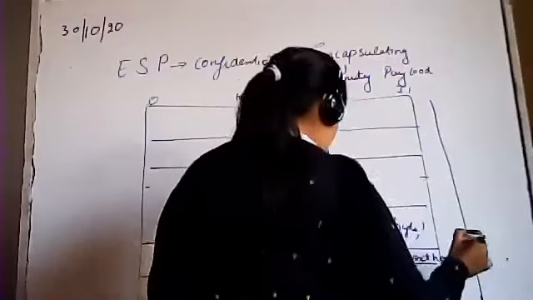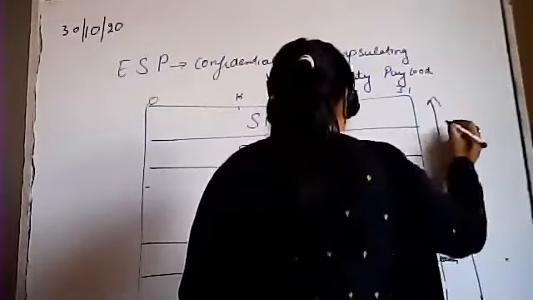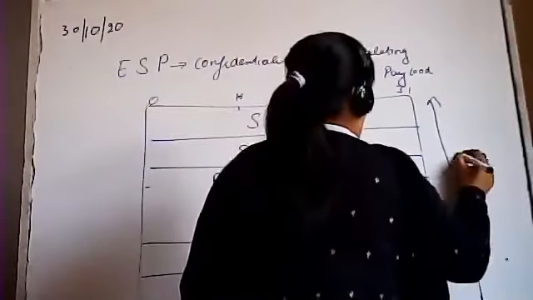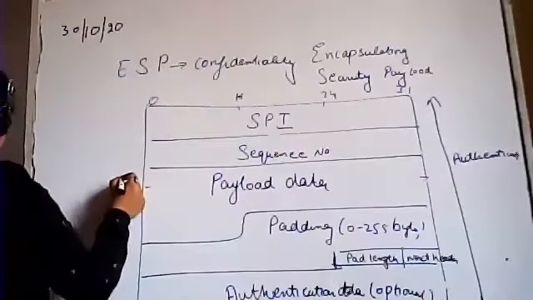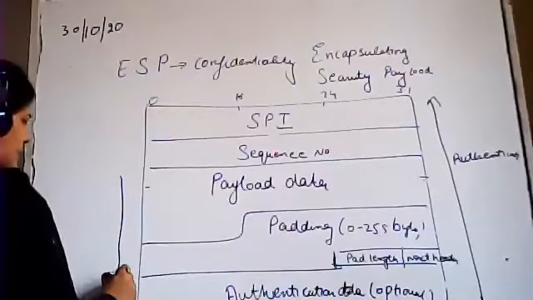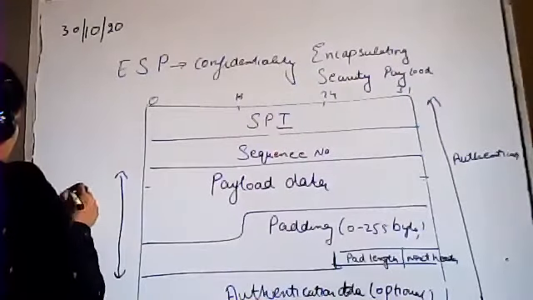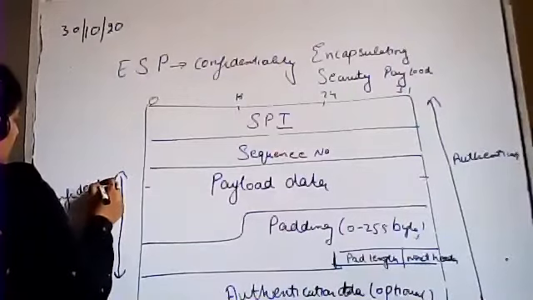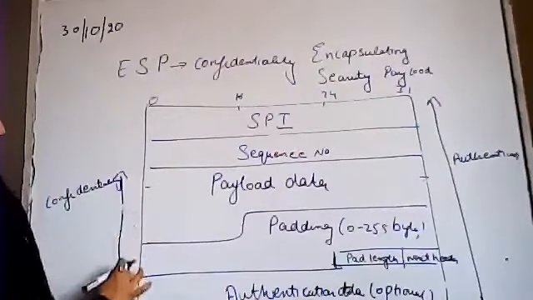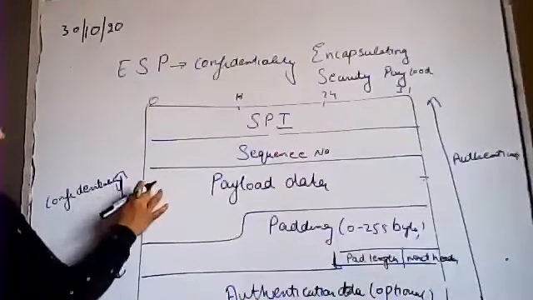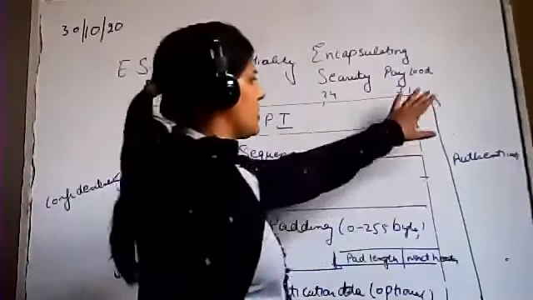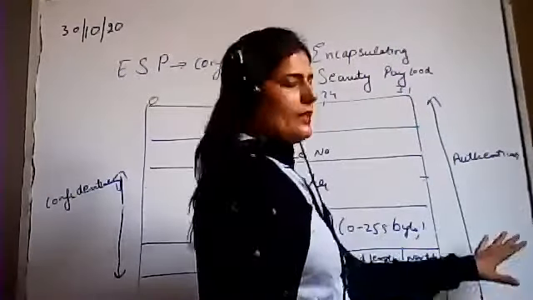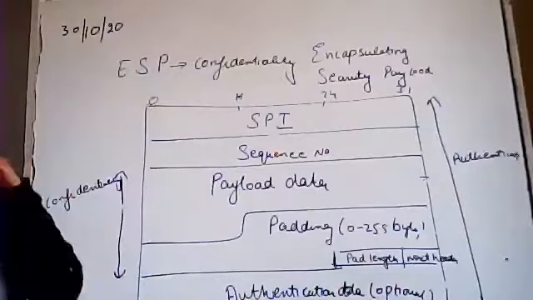The complete format will provide you the authentication part. If you are defining the data only till the payload and the padding portion, that will define the confidentiality part. So confidentiality is implemented in this particular portion, as compared to the authentication. If you are using the complete header set, then that means you are providing the authentication.